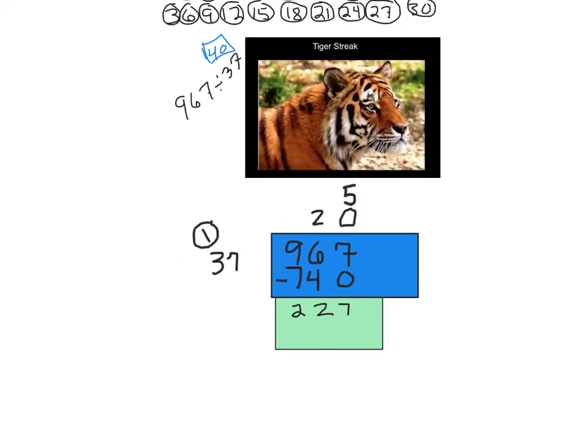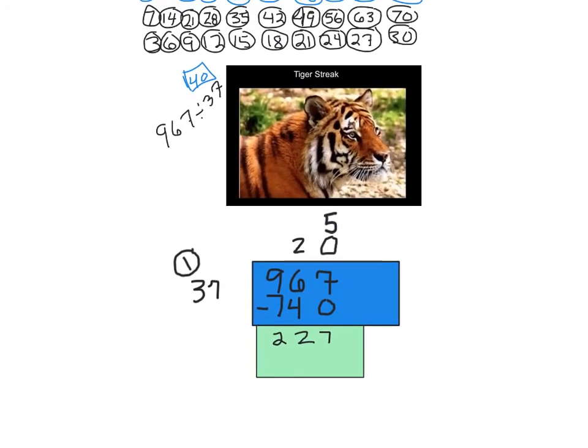Oh wait, no, I've got to be able to see my numbers, don't I? So here we go. 5 times 7, so I'm going to come across 1, 2, 3, 4, 5. That's going to give me 35. So I'm going to drop my 5 and carry my 3, right? So drop my 5 and carry my 3 right over here.